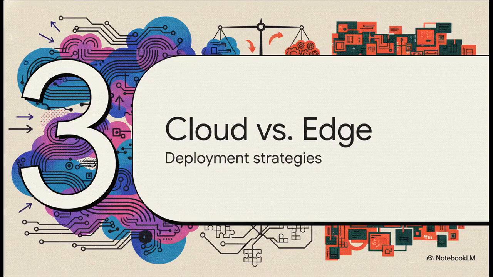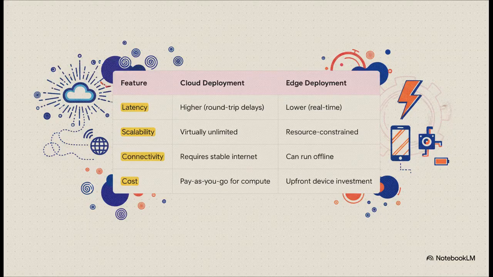Okay, so this is where it gets really interesting, because neither one of these is always the right answer. They both have completely different strengths and weaknesses. The choice is all about navigating the trade-offs. And this table just lays it all out perfectly. You see, the cloud gives you almost unlimited power and scale, but you've got that delay, that latency from sending data back and forth. Plus, you absolutely need a solid internet connection.